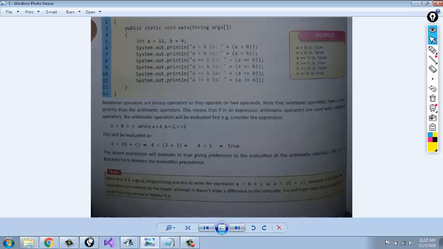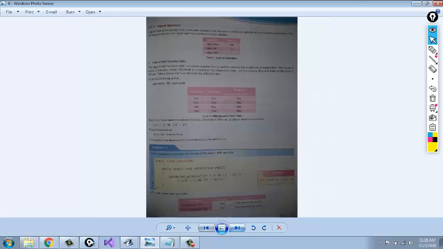Here it is written, relational operators are binary operators as they operate on two operands. Why are relational operators called binary operators? Because a relational operator works with two operands. Note that relational operators have a lower priority. Which one is the relational operator here? The less than symbol. So it shows that this relational operator has a lower priority than the arithmetic operator. So this less than symbol has a lower priority than this addition symbol. That's why B plus C will be performed first. We can go to the next page.